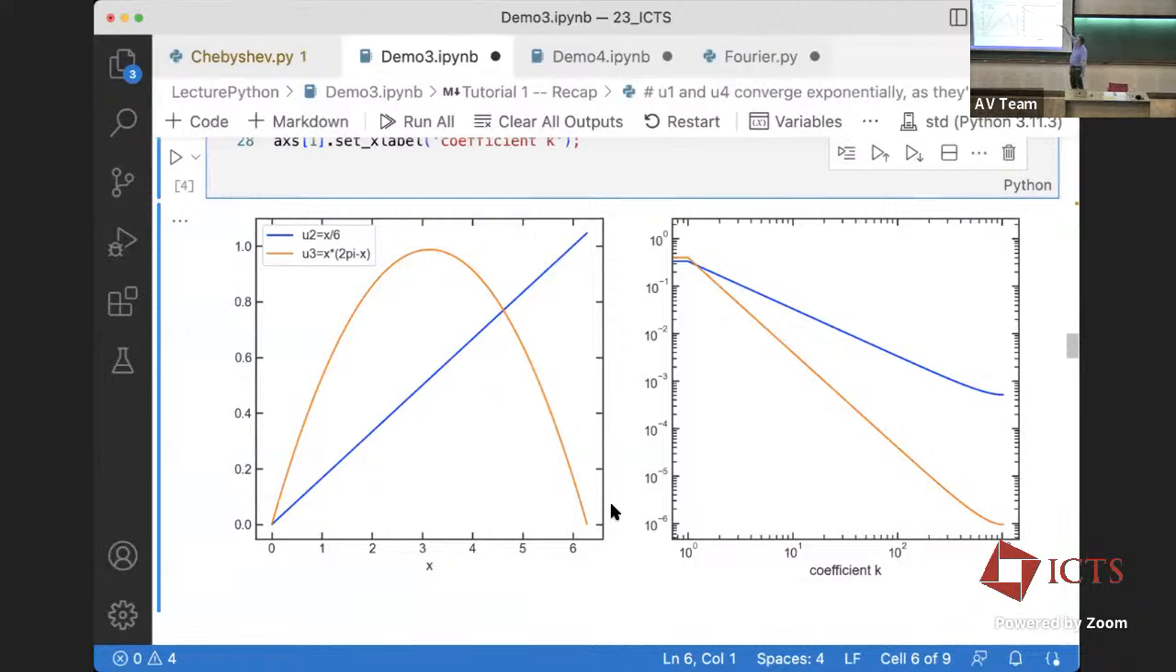And now suddenly these seemingly constant curves actually begin to go down, and they go down as straight lines, because for U2, the coefficients decay like 1 over k. If you go to 1000, the coefficient goes down by a factor of 1000. And for the orange curve, the coefficients decay like 1 over k squared. We are at 10 to the minus 6 for coefficient 10 to the 3. And this, of course, is related to what I explained yesterday. If functions are not continuous or not differentiable, then the degree of non-differentiability manifests itself in the convergence rate of the Fourier series.